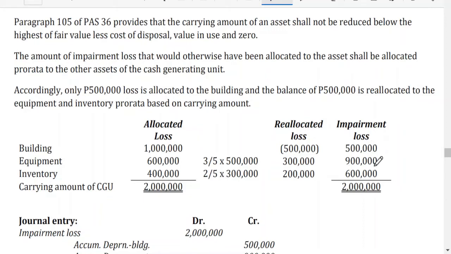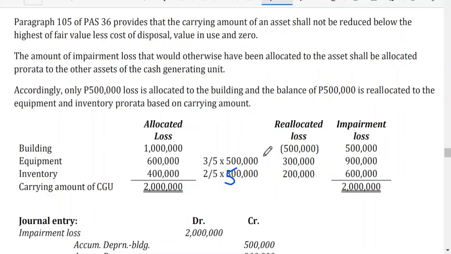Because it's supposed to be only 500,000. The impairment loss is 500,000, which is the difference between 5 million and 4,500,000. So 1 million minus the 500,000 is 500,000 that will be divided between the equipment and the inventory according to their rate. So that would be 6 plus 4, that's 10, or 6 over 10 and 4 over 10. Or if simplified further, that's 3 over 5 and 2 over 5 times 500,000. So you will get 200,000 for the inventory and 300,000 for the equipment.